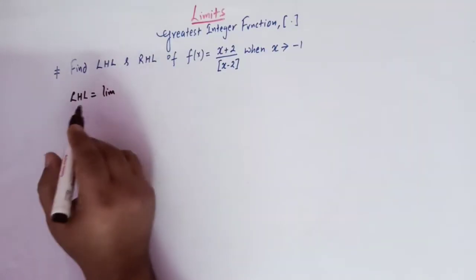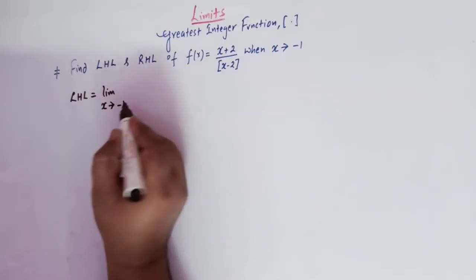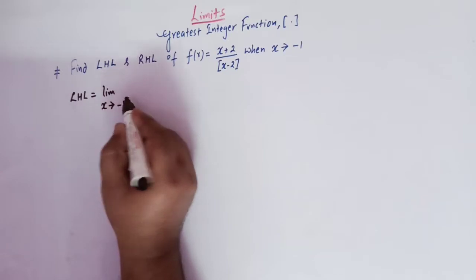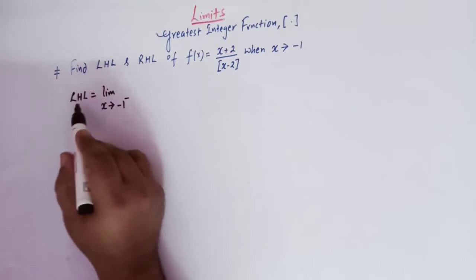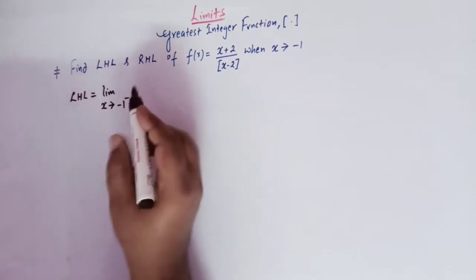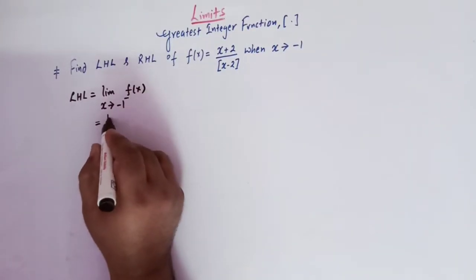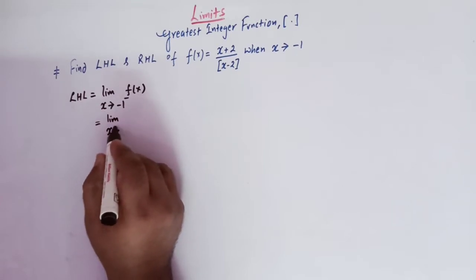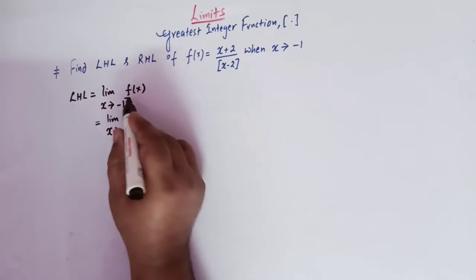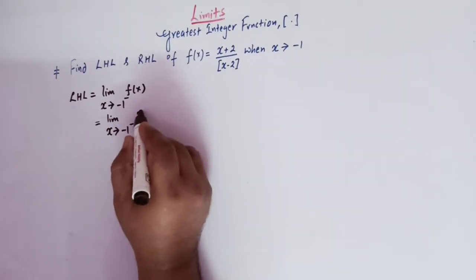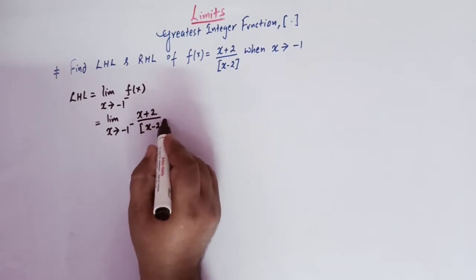For the left hand limit, the notation is the limit x tends to minus 1, and here we'll put a negative sign, and this negative sign indicates that we are finding out the left hand limit, and here we'll write f of x. So we can write limit x tends to minus 1 minus, and for f of x we can write (x plus 2) divided by (greatest integer of x minus 2).